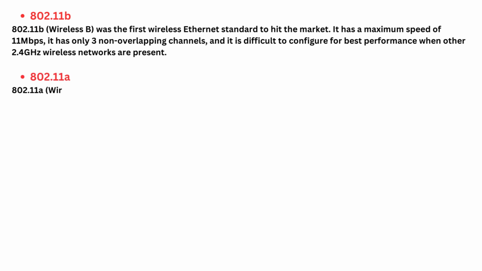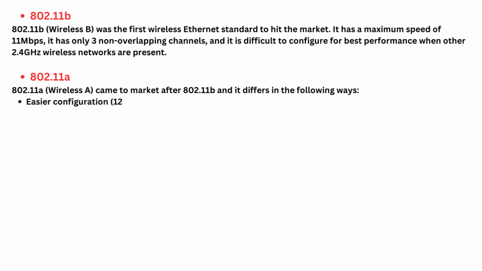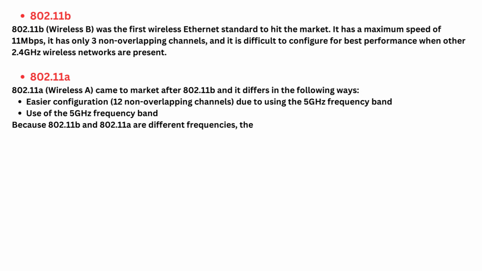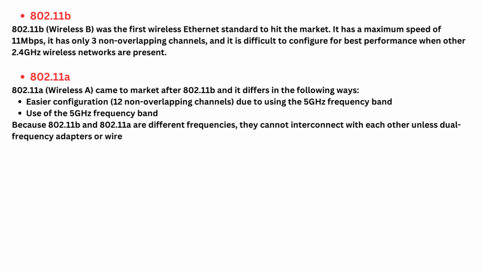802.11a. 802.11a, Wireless A, came to market after 802.11b and it differs in the following ways. Easier configuration, 12 non-overlapping channels, due to using the 5 GHz frequency band. Use of the 5 GHz frequency band. Because 802.11b and 802.11a use different frequencies, they cannot interconnect with each other unless dual frequency adapters or wireless access points or routers are used.